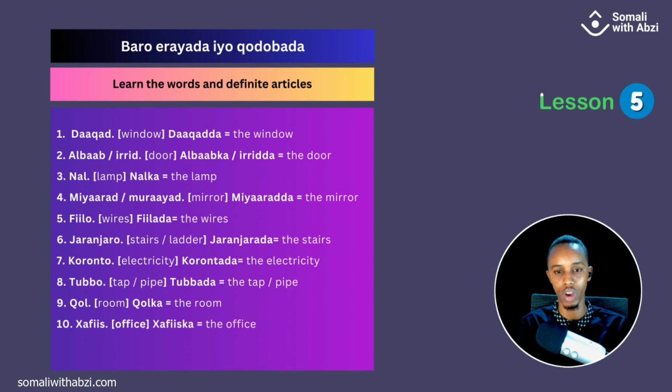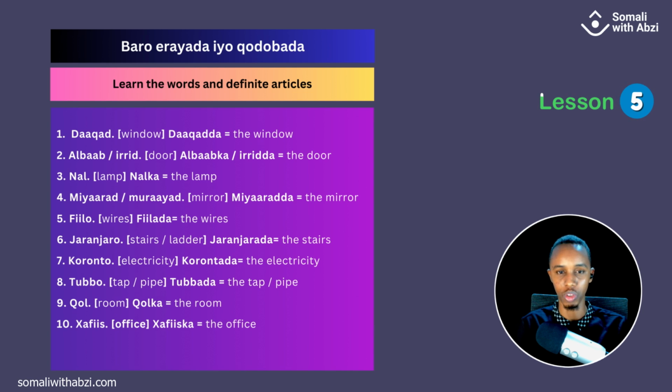Same as you have to understand, memorize and study the definite article in Somali, whether it is daaqad, daaqada, whether it is ka, like albaab, albaabka, whether it is ta, like sarir, sarirta. I recommend you memorize as you are learning the word. For example, you learn a Somali word which is called nal. Learn that word with the definite article, nalka. Also learn whether it's masculine or feminine.